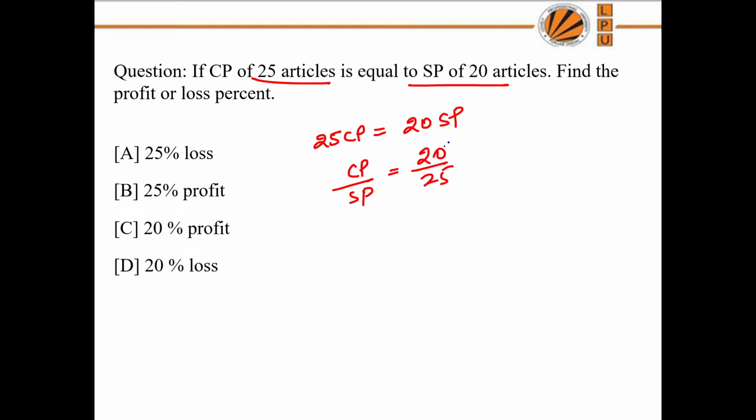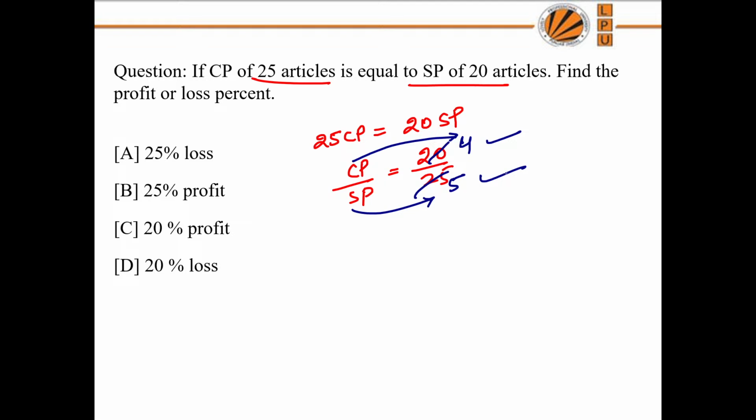So from here, if you cancel it further, it is 4 times and 5 times. So it means that if CP is 4, SP would be 5. We have only this information in the question, so we have to assume these numbers only as CP and SP. So for the profit and loss percent, we have CP as 4 and SP as 5.